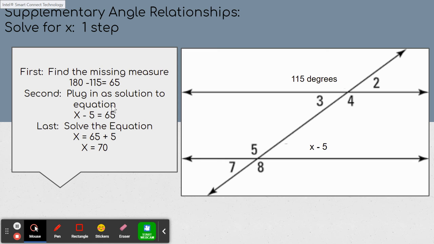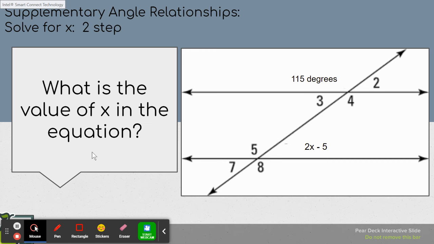The next thing we're going to do is plug in 65 as a solution to the equation. So we're going to end up with x minus 5 equals 65. Finally, you're going to solve that equation. So we have x equals 65 plus 5 because that's our inverse operation. And then we're going to end up with x equals 70.